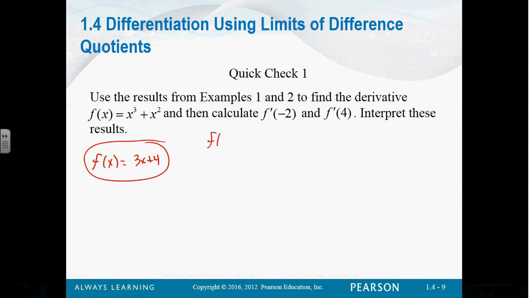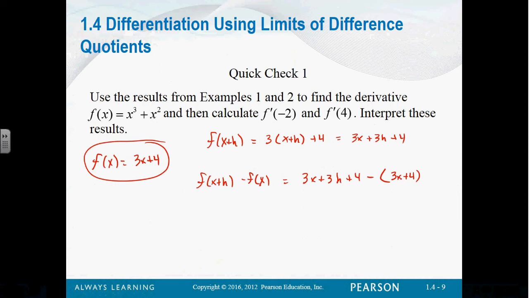Okay, so you know you want to do f of x plus h, which is going to be 3 times x plus h plus 4, which is 3x plus 3h plus 4. And then do f of x plus h minus f of x: 3x plus 3h plus 4 minus 3x plus 4. So the 3x and the 3x will cancel out. 4 minus 4 will cancel out, and you'll just have 3h. So you'll wind up with the limit as h approaches 0 of 3h over h. The h's will cancel out, so you have the limit as h approaches 0 of 3, which is 3, which we know because the derivative of 3x plus 4 is 3. Okay?